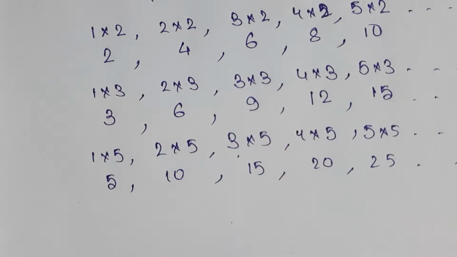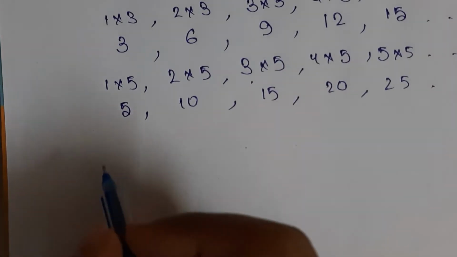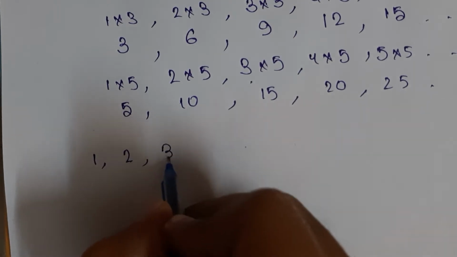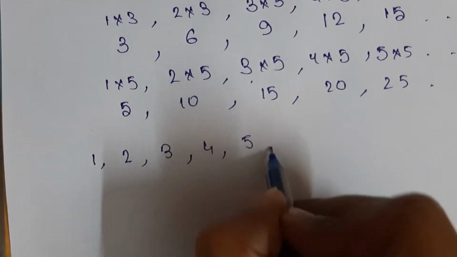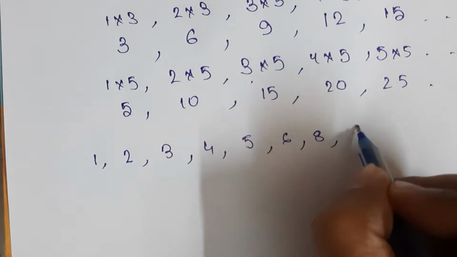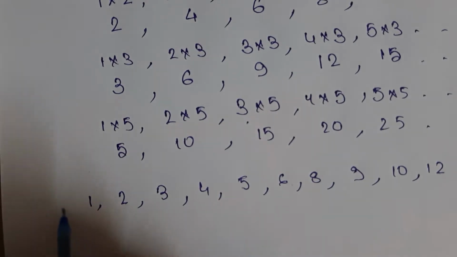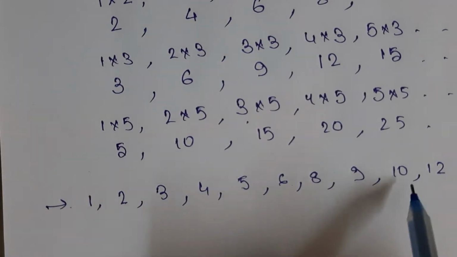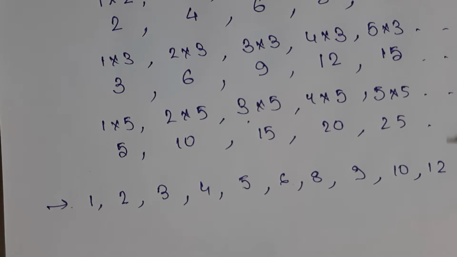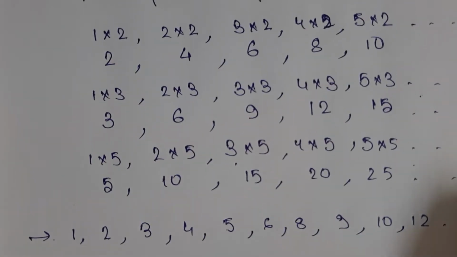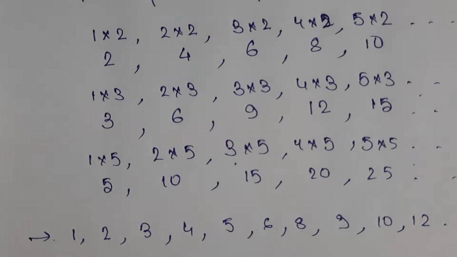So if we merge these three, the series becomes 1, 2, 3, 4, 5, 6, 8, 9, 10, 12, etc. This is the series obtained by joining all three series, which consist of the prime factor of 2, prime factor of 3 and prime factor of 5. Correct?